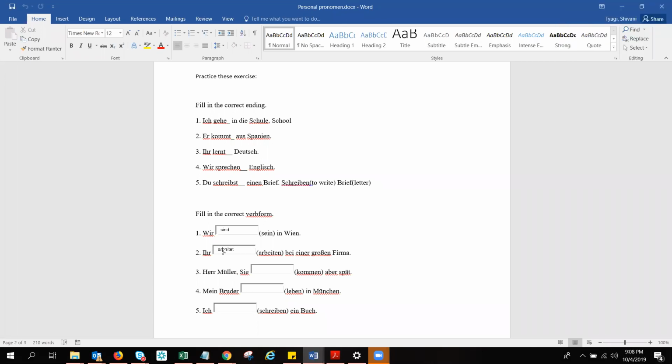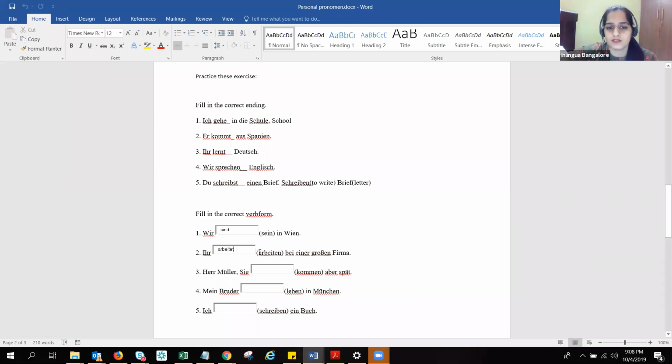Why is it arbeitet? Because with ihr we write the ending T. But in this verb, after removing EN, there will be a T, so that's why we have to add an extra E. Er arbeitet bei einer großen Firma. So arbeiten is to work.